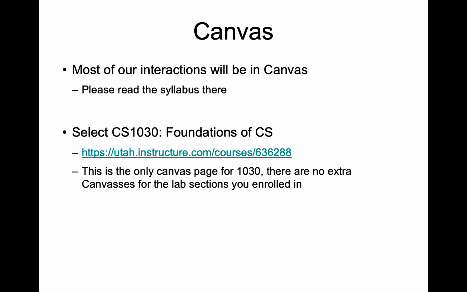There's only one Canvas page for CS 1030, and it's the one that's linked to the first section for the course. There are also course sections in the university computer system for the different recitation and lab sections. Those don't have Canvas pages attached to them. There's really only one Canvas page for the course.